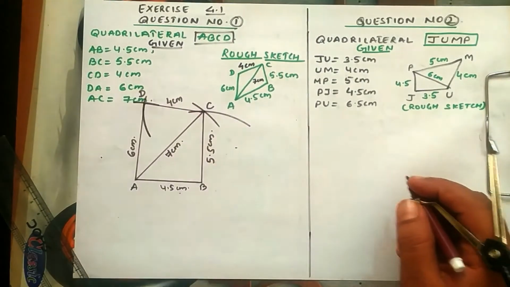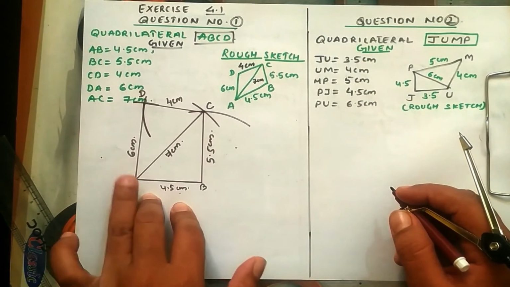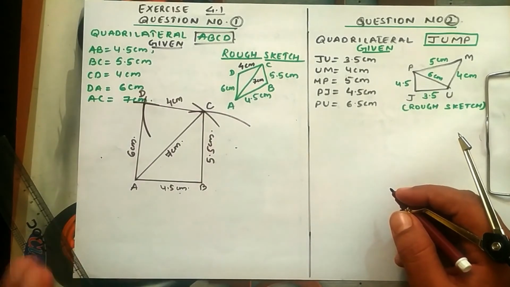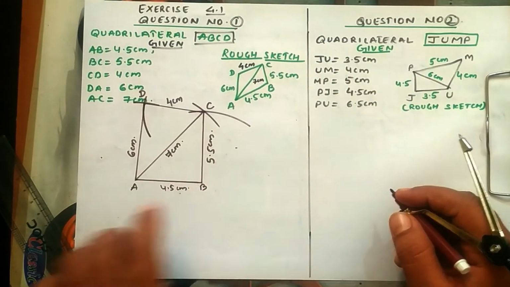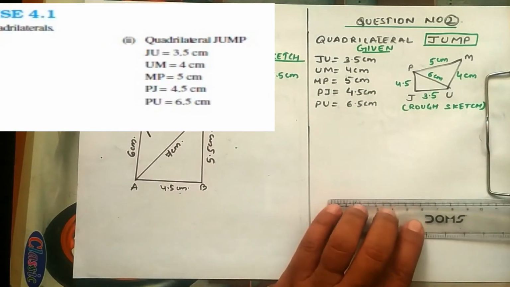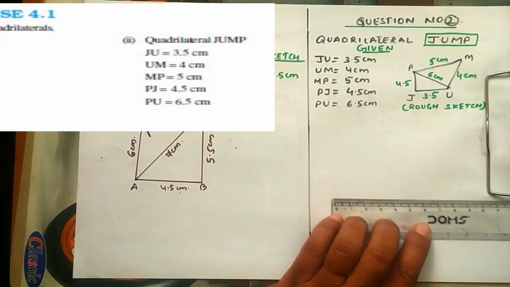So this was the concept we use when the quadrilateral has 4 measurements of all sides and 1 diagonal. 5 measurements are given in the book, and we are constructing the quadrilateral. Second question, in the same way, we will first fix the baseline.